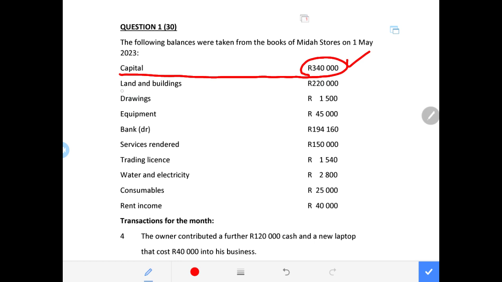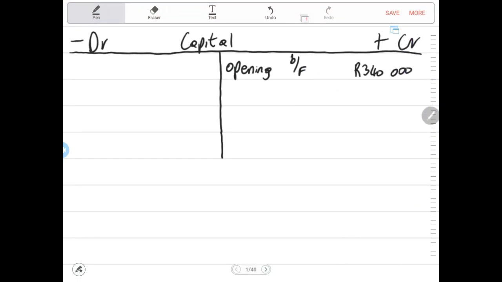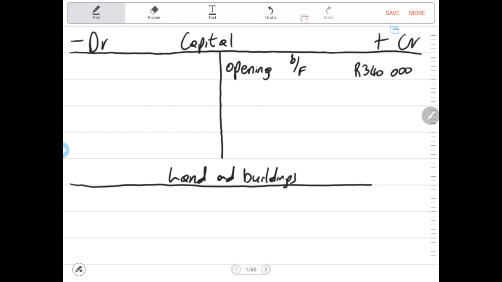Then we go to the next opening balance, land and building. Land and building is 240,000. First of all, we ask ourselves, what is land and building? Land and building is an asset, and assets increase on which side? On the debit side. So that means the opening balance of land and building as an asset will be recorded on the debit side of the ledger account called land and building. So we open a ledger account for land and building. Then we say land and buildings. We draw the line of the ledger account or T account.